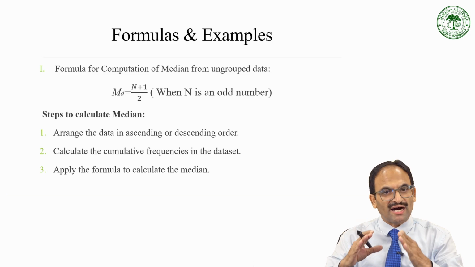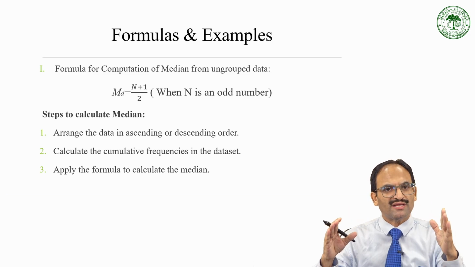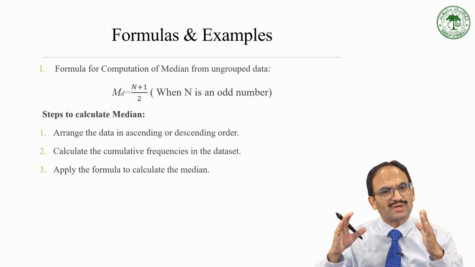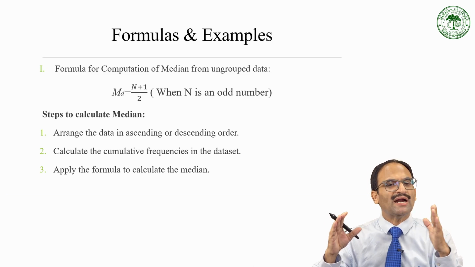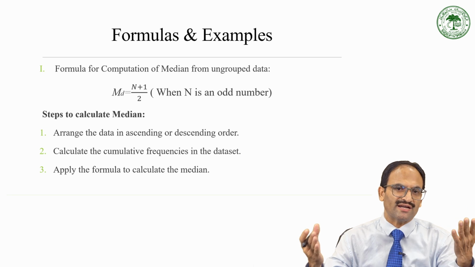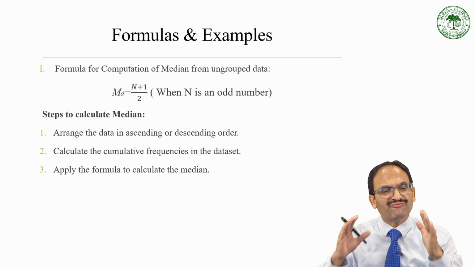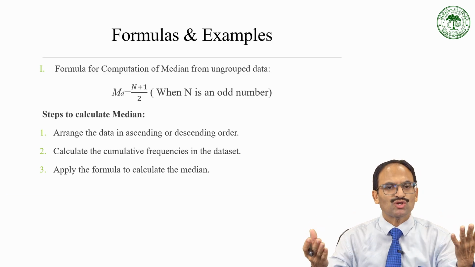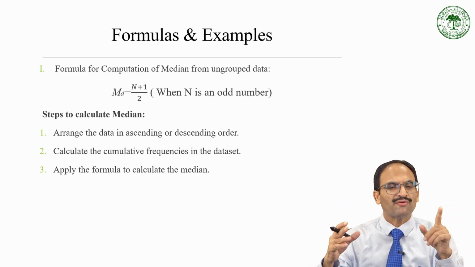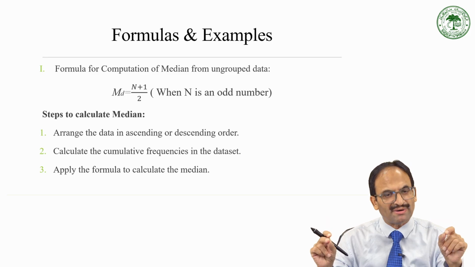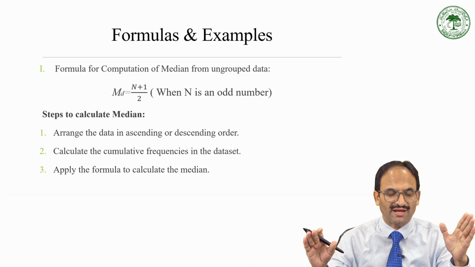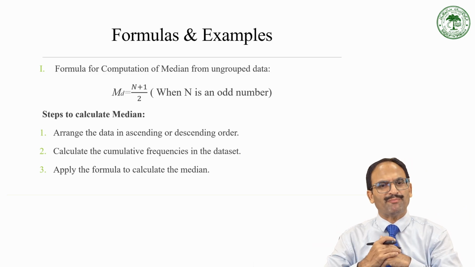Suppose there are three numbers in that data set. So median will be the (3 plus 1) upon 2th term, that is 4 upon 2th term, that is the second term. Suppose there are five items in that particular data set. So the median will be the (5 plus 1) upon 2th number, that is 6 upon 2th number, that is the third number. So how to calculate median?